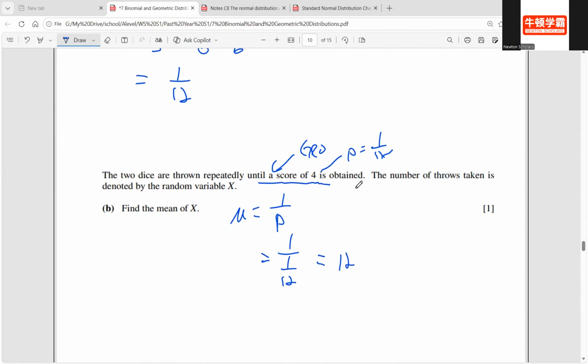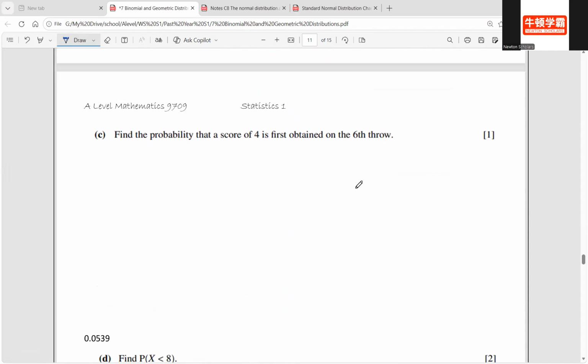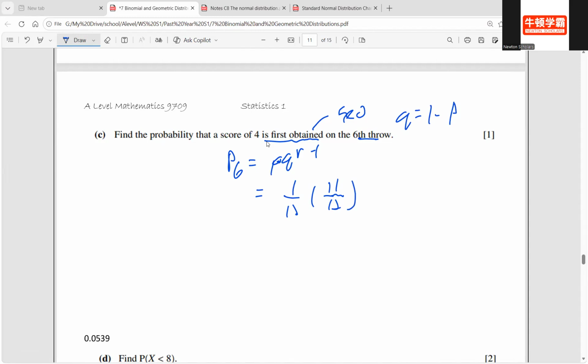For the next one, we continue. He said that the score, first obtained, geometric, is on the 6th throw. So we use the formula P(S=6) = p q^(r-1). So p is 1/12, q is 11/12. Q is the failure, or sometimes we can say Q is the same as 1 minus P. Then r is actually 6, so 6 minus 1 is 5. Then you press the calculator and you will get 0.0539.